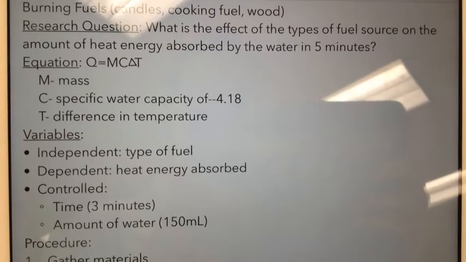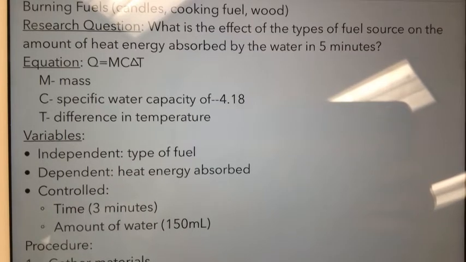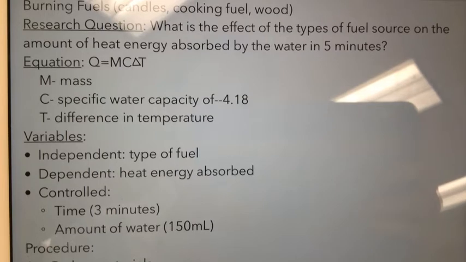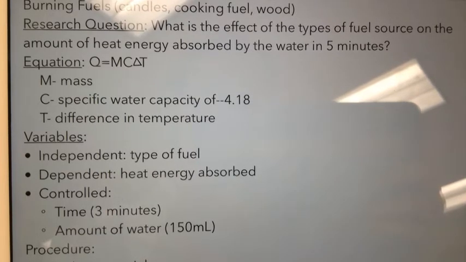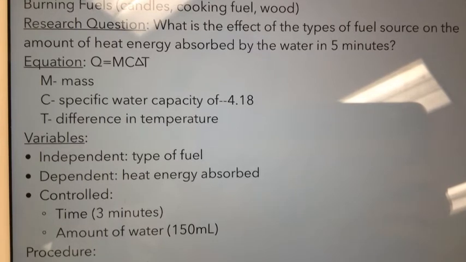Our independent variable was the type of fuel, and our dependent variable was the heat energy absorbed. Our control variables were the time, being 3 minutes, the volume of the water, 96 grams, and the height the water was placed above the flame, which was 2 centimeters.